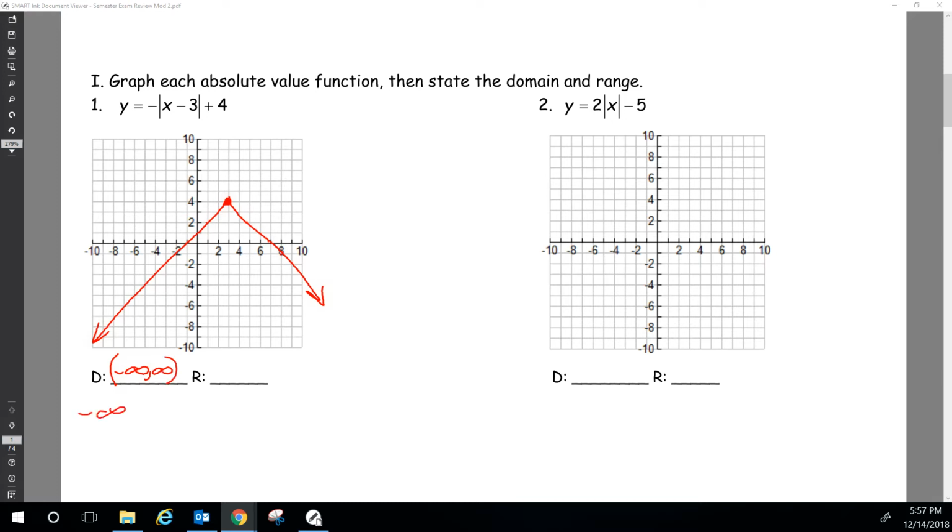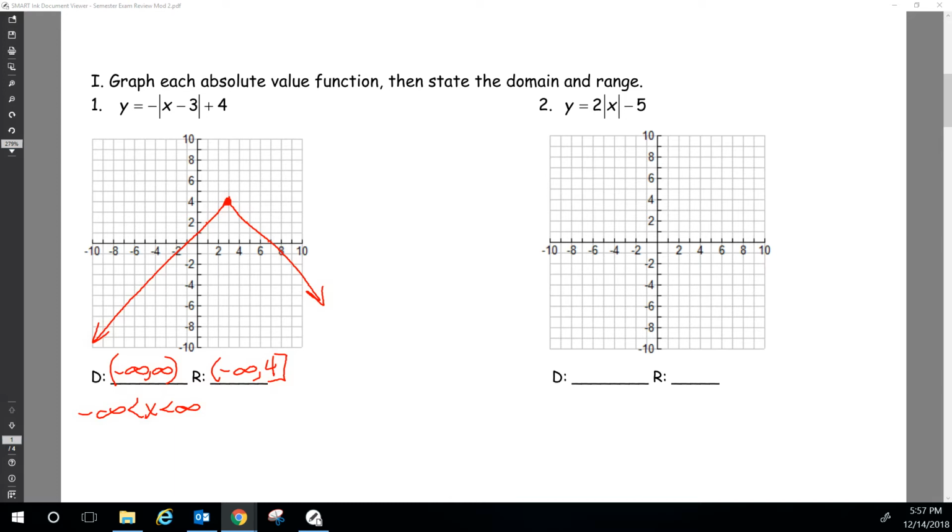You might see it written like this. All right, and our range, it's going down to negative infinity, so that's where we're going to start. The highest point here is up at 4, so it's going to end at 4, including 4.